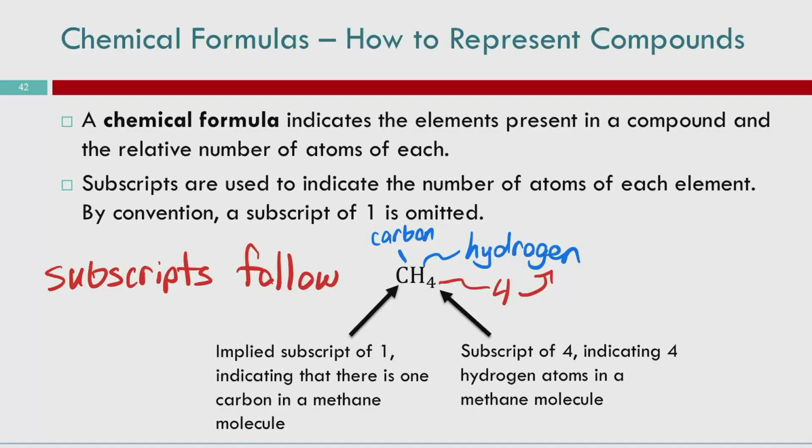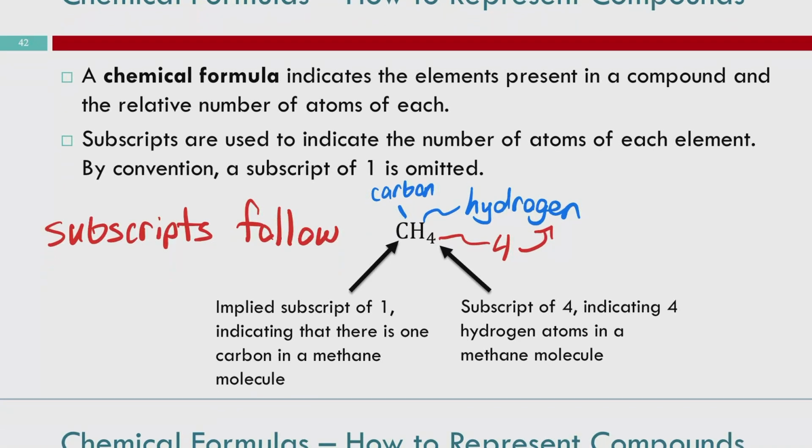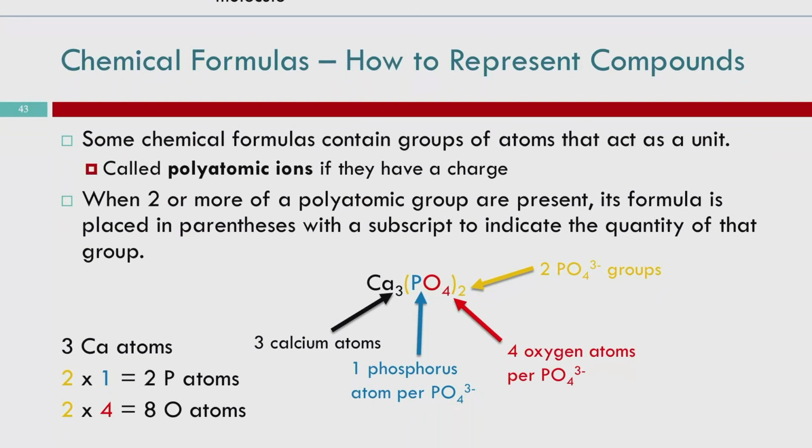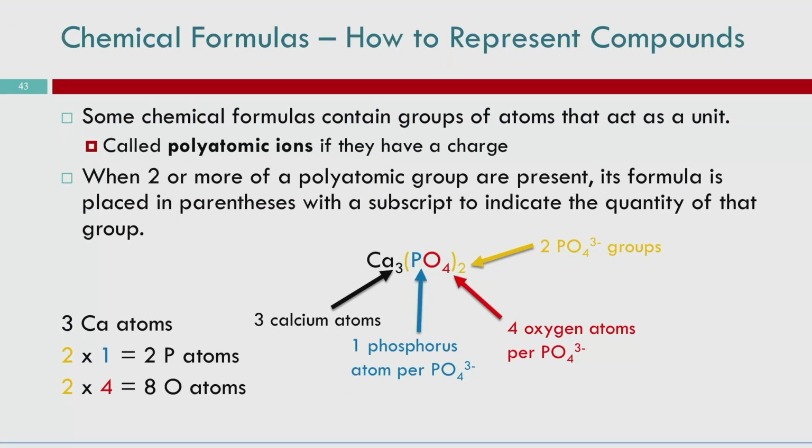We'll be looking at a lot of chemical formulas. It's an easy way to represent chemicals. Sometimes our chemical formulas are more complicated. A lot of the time they're more complicated. So they might have groups that act as a single unit. We call these polyatomic ions. The poly, of course, being many, and ions if they have a charge. So polyatomic ions are things that have a charge. You've got a bunch of polyatomic ions on your green sheet.